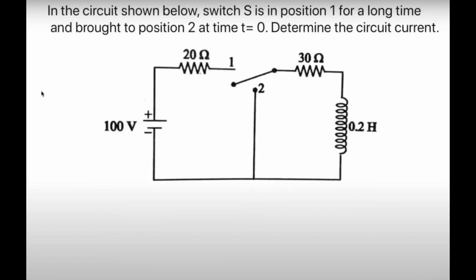Now, in this session, we will see an RL transient circuit with a switch S toggling between position 1 and position 2, wherein a 100-volt DC supply is connected to position 1 and a direct short is connected at position 2. At time t equal to 0, this switching to position 2 takes place.